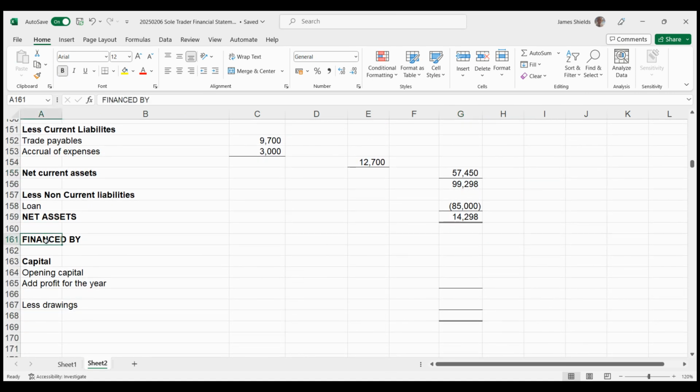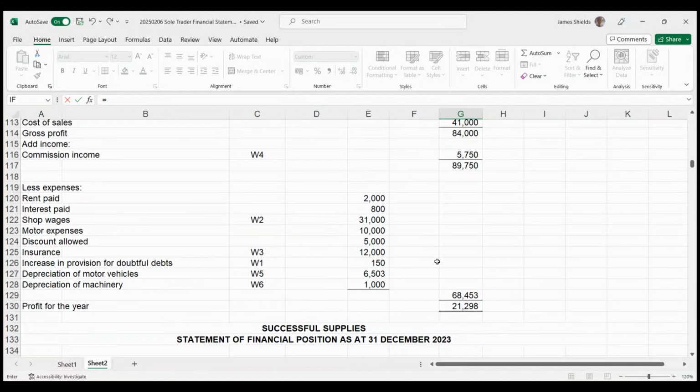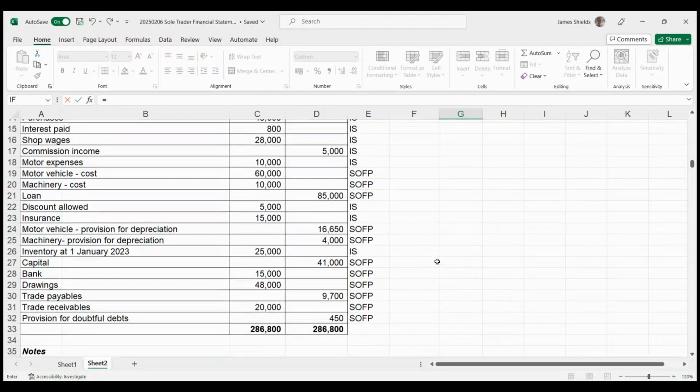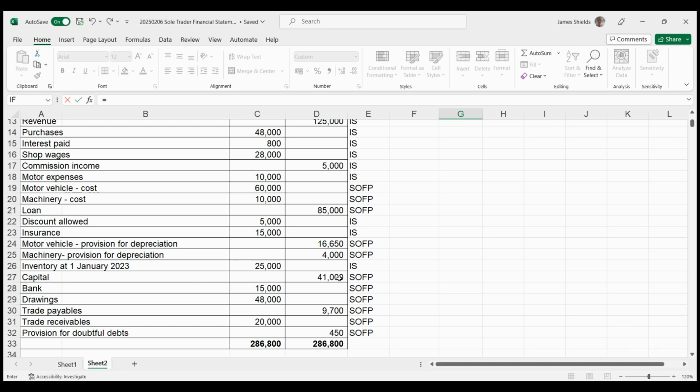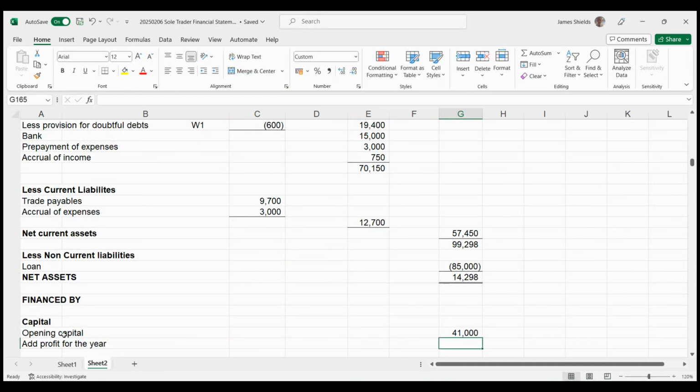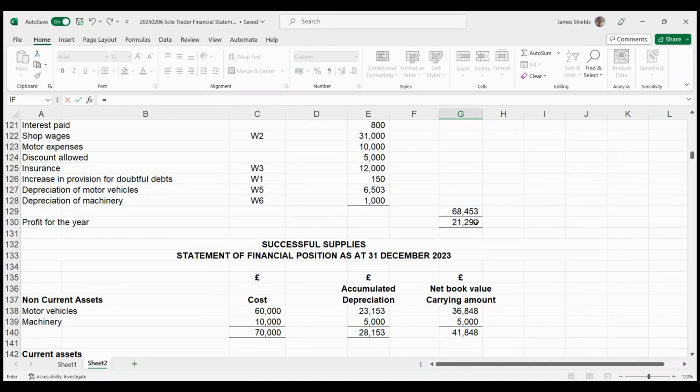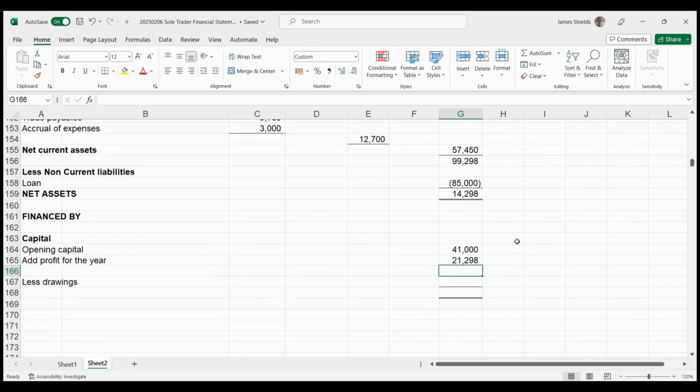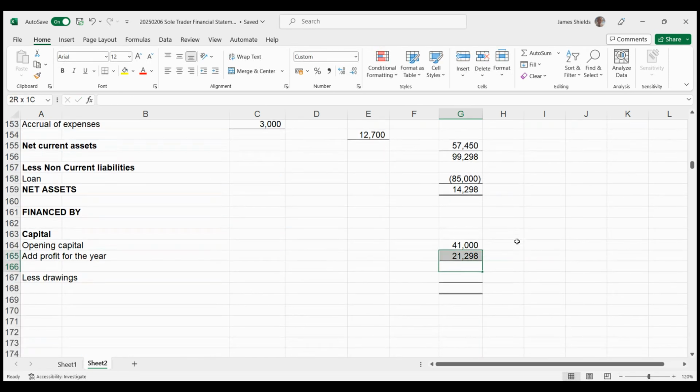Now, the last bit is the financed by bit, it's the capital section. So I have opening capital. Now, there's no additional capital introduced in this question, so we just have opening capital, we have the profit for the year, we get our total, we take away drawings. So opening capital is the capital figure in your trial balance. So back to the trial balance, look for capital, and I found it there. So capital is £41,000. Add profit for the year. The profit for the year you've just worked out in your income statement of 21,298. Now, if it had been a loss, you'd be deducting it. So I'm going to add those two figures together now, and I get 62,298.